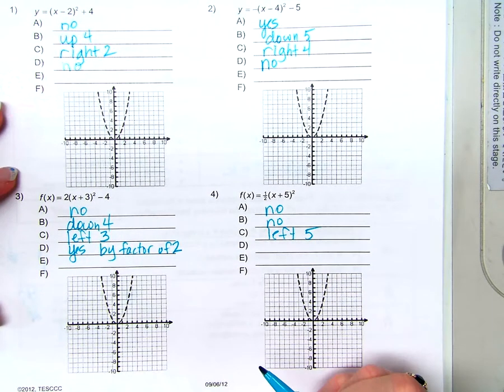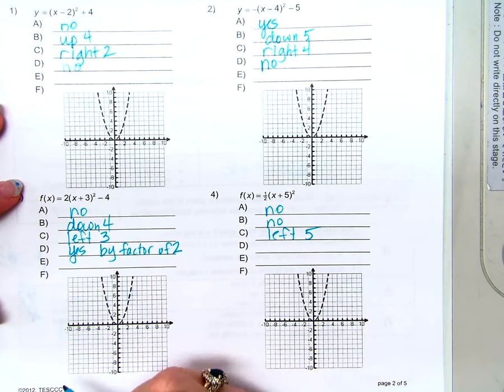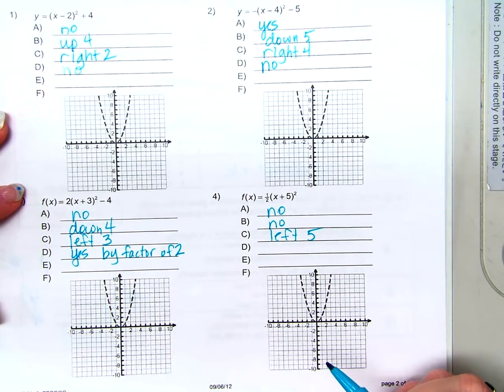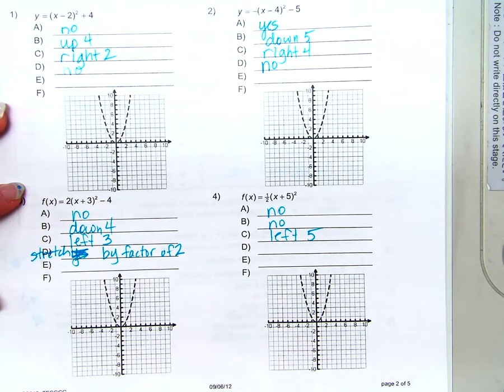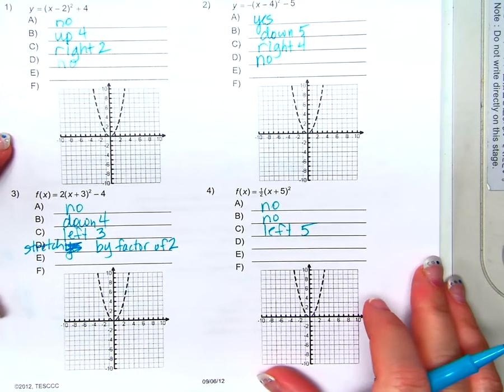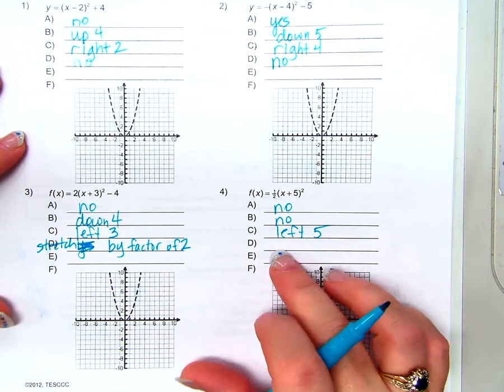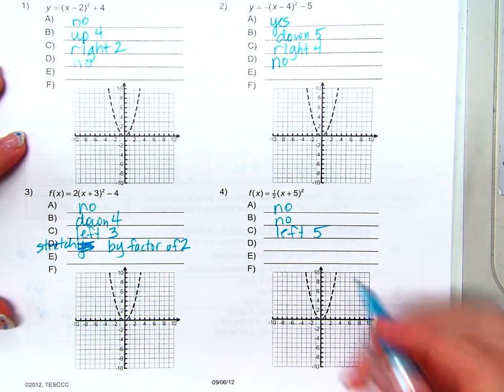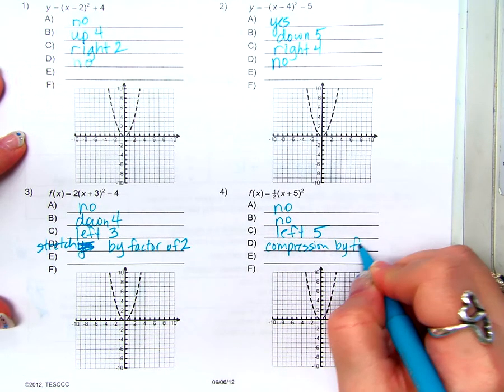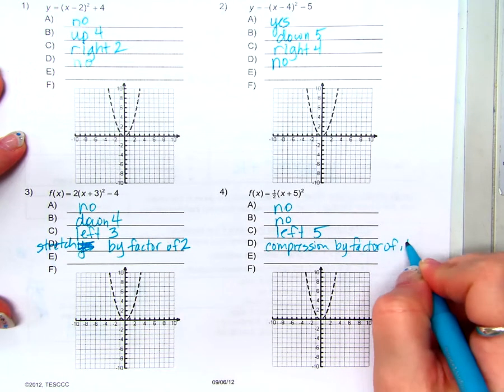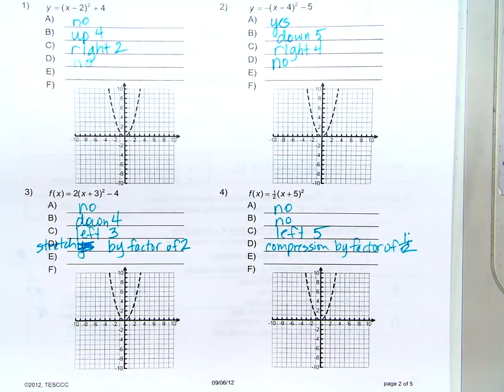Actually, we shouldn't put yes. I should really put whether it's a stretch or compression, right? Which one is that, a stretch or compression? It's a stretch. Yes. Good. Thanks for letting me change my mind in the middle. So what about D on number 4? Compression, by a factor of 1/2. Yeah, it says 1/2, so we should write 1/2, right? Of course.